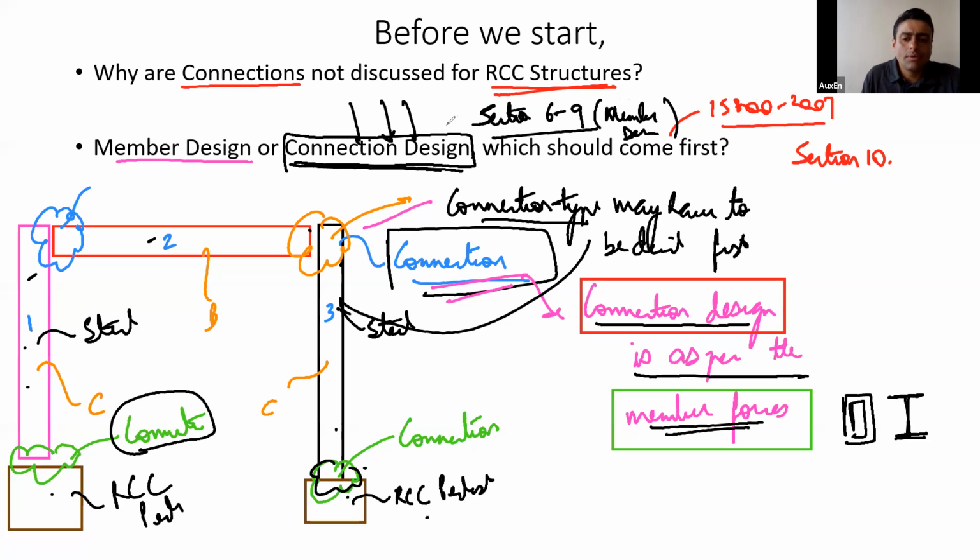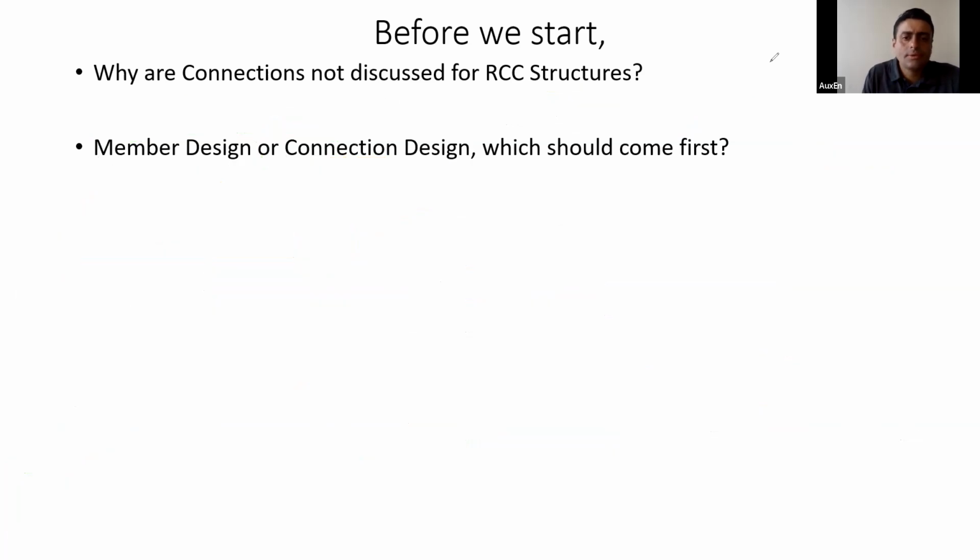Anyway, so I hope you understand. If I could just conclude this discussion, in most of the cases, member design needs to come first, and then you need to follow it up by the connection design. But in some scenarios, you may have to work out what type of connection is possible or what type of connection you will provide, and then you may have to think about the member. But this is rare. Okay, good. So these were some points that I just wanted to discuss before we could start.